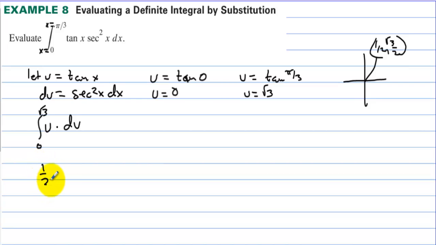And we have 1/2 u squared, and we're evaluating from 0 to the square root of 3, which is equal to 1/2 times, well, the square root of 3 squared is 3, and then minus 0. So our final answer is 3/2.